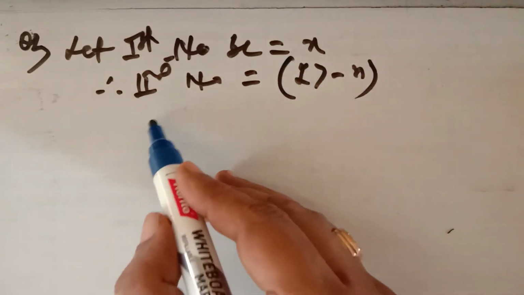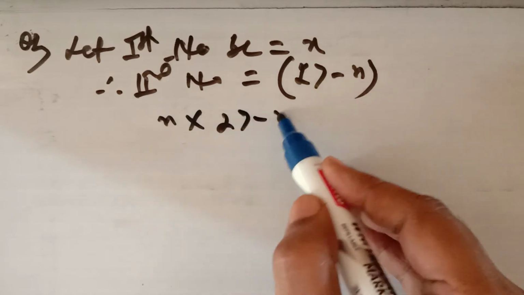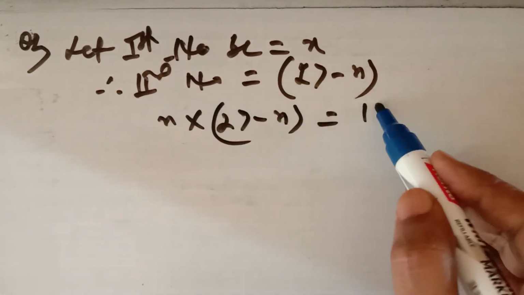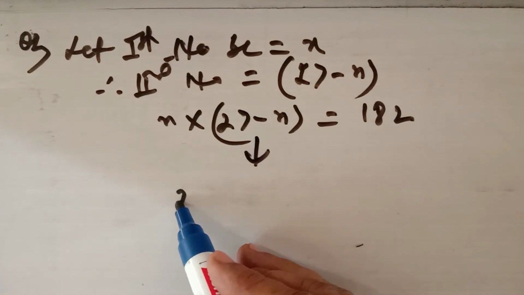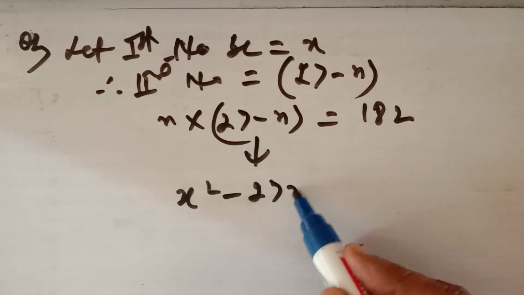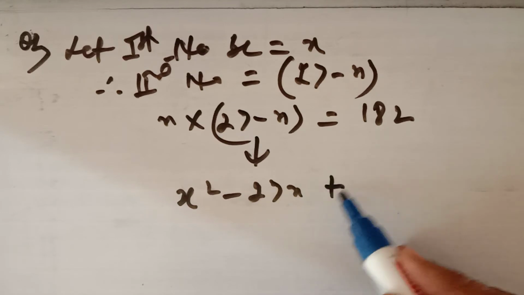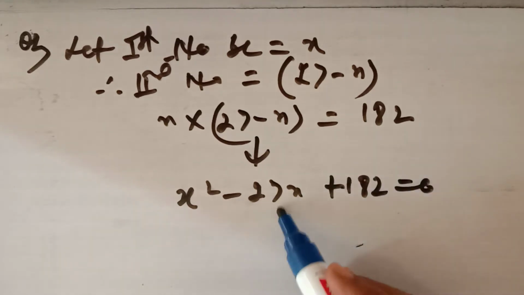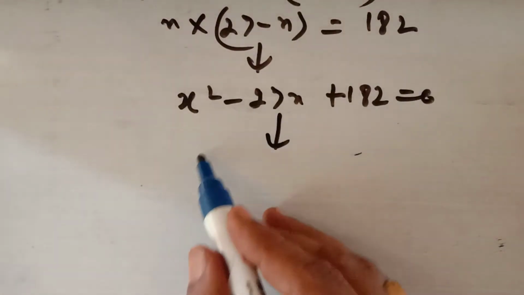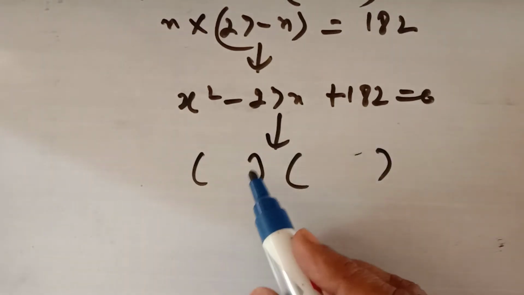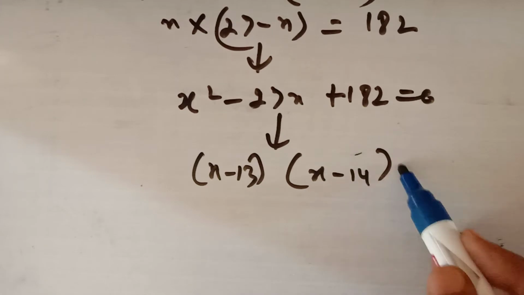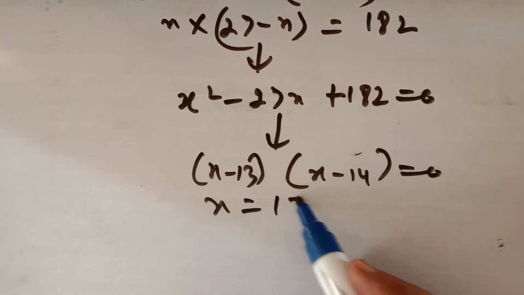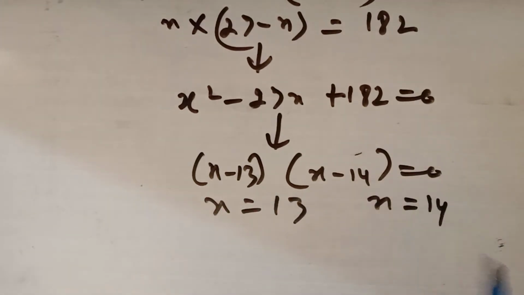Now if it is given that the product of these two numbers is equal to 182, multiply and open the bracket, you will get a quadratic equation as X square minus 27X plus 182 is equal to 0. When you factorize it by splitting the middle term, take your own time and factorize, it will be X minus 13 and X minus 14 equal to 0. So X is equal to 13, X is equal to 14.